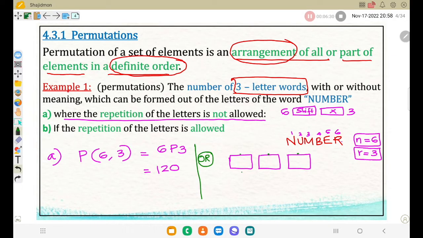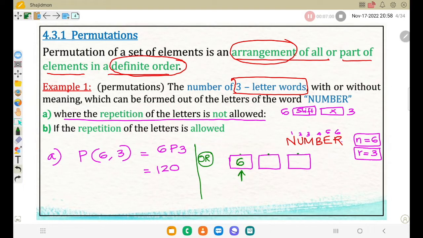Now in the first letter, how many possibilities are there? How many letters are available here? We can put any of 6 letters here, correct? Either n, u, m, b, e or r, any letter. So in the first box, because we need to create a 3-letter word, the first letter has 6 possibilities. Now, the question says repetition of the letters is not allowed.